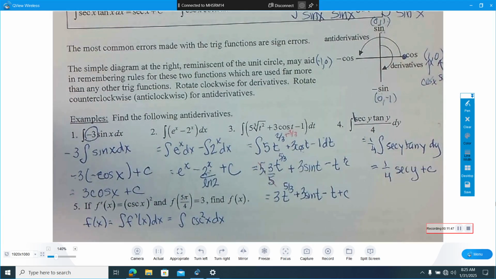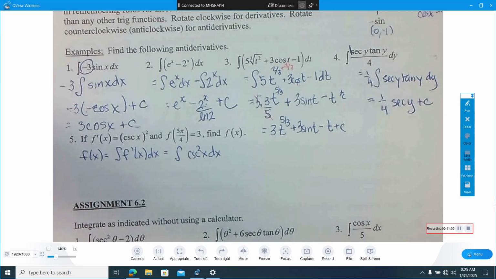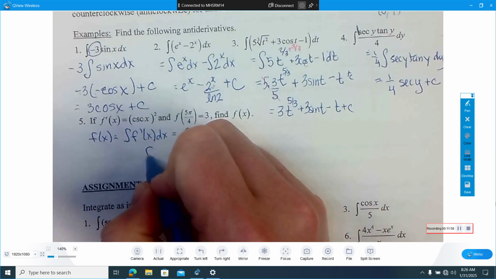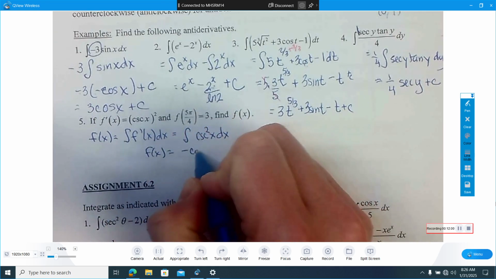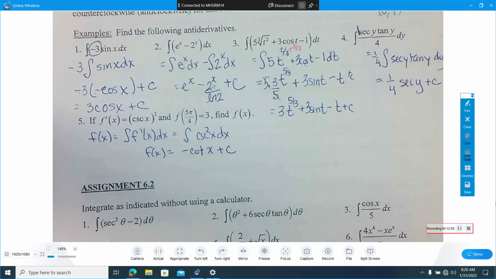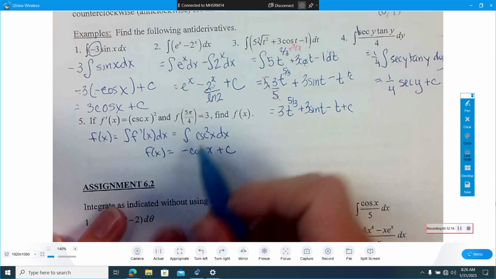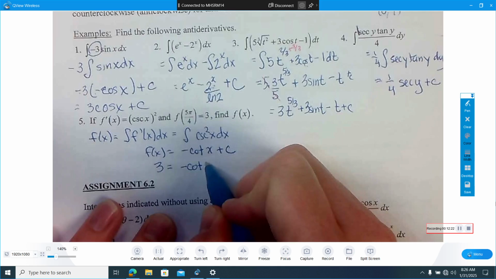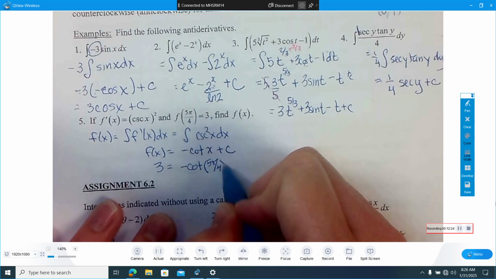All right, what is the antiderivative of cosecant squared? Negative cotangent. Yep, the antiderivative of cosecant squared is negative cotangent. All right, so we have f of x equals negative cotangent of x plus c. And then we can do what? Plug in the initial condition, sure. The function value is 3 when x is 5 pi over 4, so 3 equals negative cotangent of 5 pi over 4 plus c.